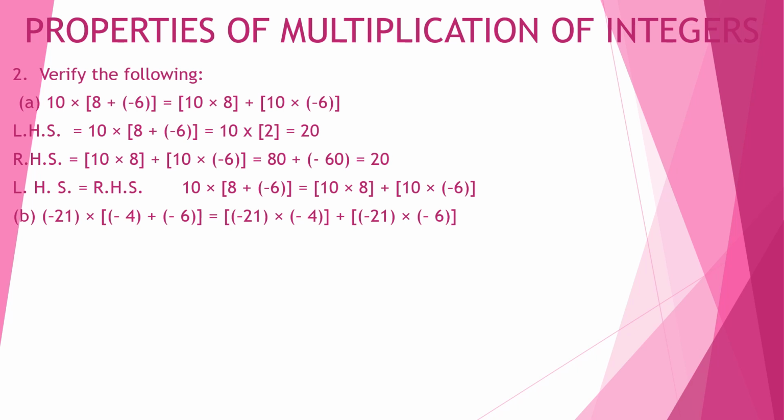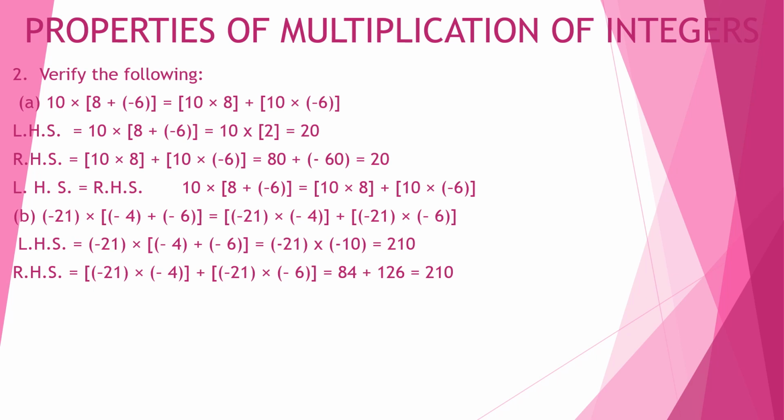So here we have proved the distributive law. Now let's take minus 21 into minus 4 plus minus 6. This is the left hand side. Minus 4 plus minus 6 can be written as minus 10 because I am adding two negative integers and the answer will have a negative sign. So minus 21 and minus 10 will be equal to plus 210. The product of two negative integers is positive.